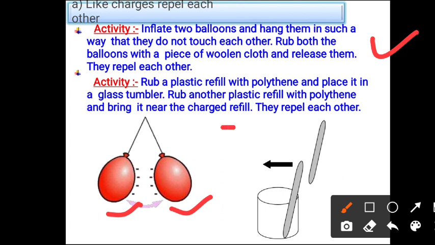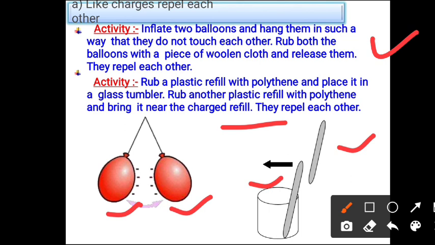Okay, now the second activity is given. Here, rub a plastic refill with polythene and place it in a glass tumbler. Rub another plastic refill with polythene and bring it near the charged refill. They repel each other. Here you can see that both the refills repel each other.